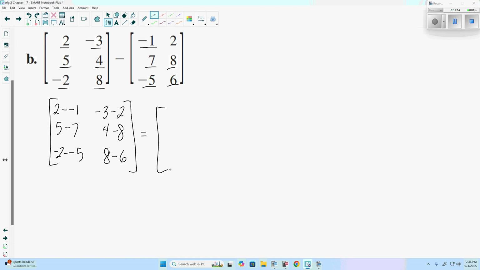Questions on this here? Questions on how we set this up? Well, the last thing we need to do is simplify. 2 minus negative 1. Well, negative, negative make a plus, telling us that it is indeed 3. Negative 3 minus 2, negative 5. 5 minus 7, negative 2. 4 minus 8, negative 4. Negative 2 minus negative 5. The negative and negative make a plus, giving us 3. And 8 minus 6, 2.